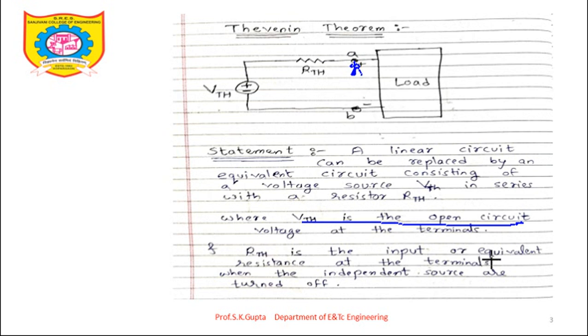And RTH is the input resistance, or I can say the equivalent resistance of the terminal. So from this terminal A B, you have to look at the circuit and get the value of RTH while all independent sources are turned off. If it is a current source, we will make it open circuit, and if it is a voltage source, we will make it short circuit. That means we are turning off the independent sources. So RTH is the resistance seen from this terminal in the big network, and after that, the big network is replaced by one voltage source VTH in series with one resistance RTH.